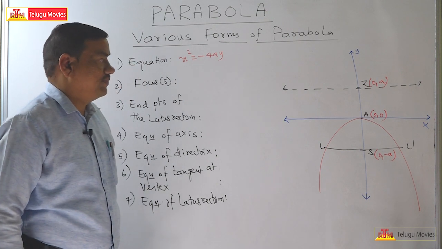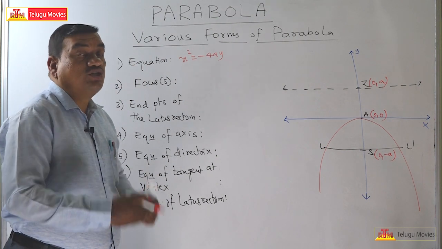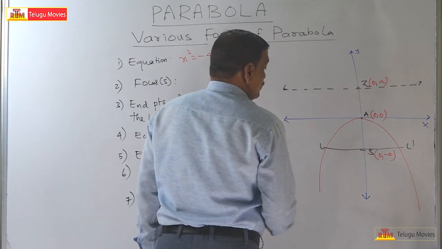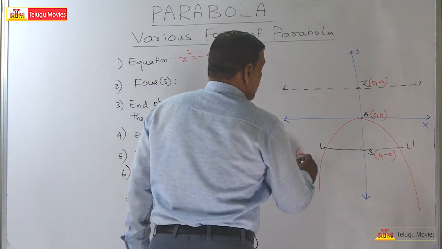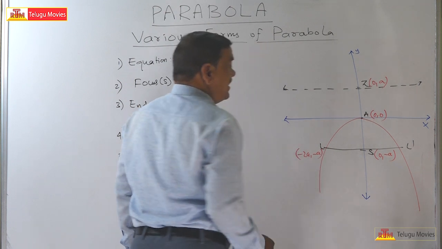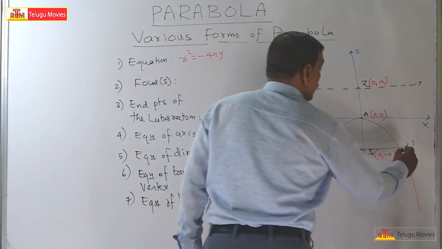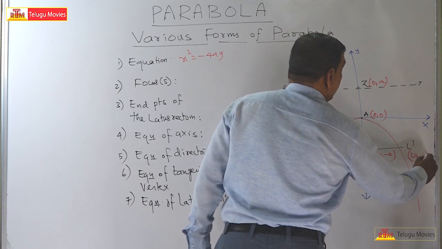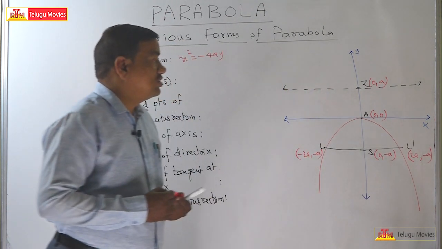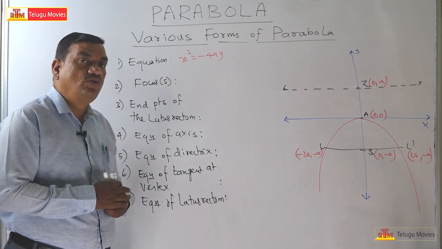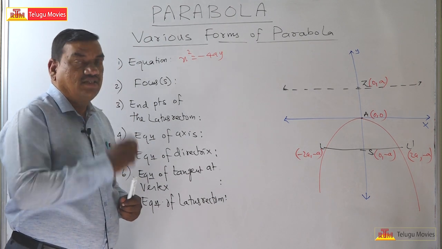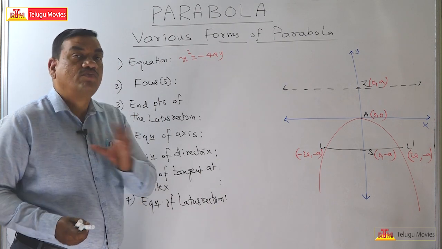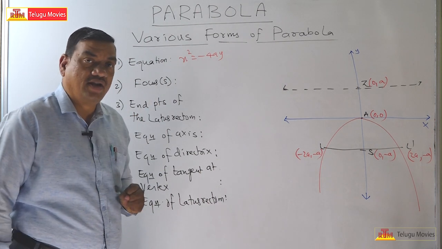Okay? Right. Now the end points of the latus rectum. The end points of the latus rectum are, see here, L is minus 2a comma minus a, and L dash is 2a comma minus a, that is the x coordinate is 2a, the y coordinate is still minus a. Those are the first points you have to learn. Points S, A, Z, L, L dash. Those are the coordinates you have to learn.